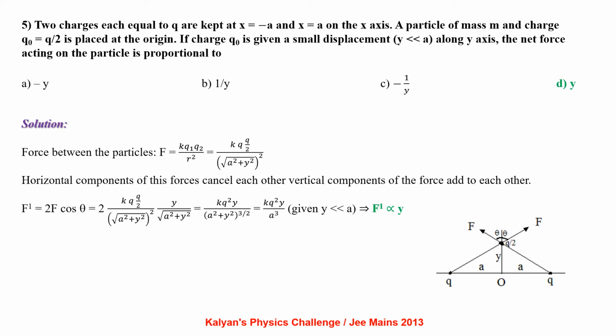So the resultant force F dash equal to 2F cos theta, that is 2 times k into q by 2 by root of a square plus y square whole square into y by root of a square plus y square. Upon simplification it comes out to be k times q square y by a square, from where we have F dash is proportional to y.